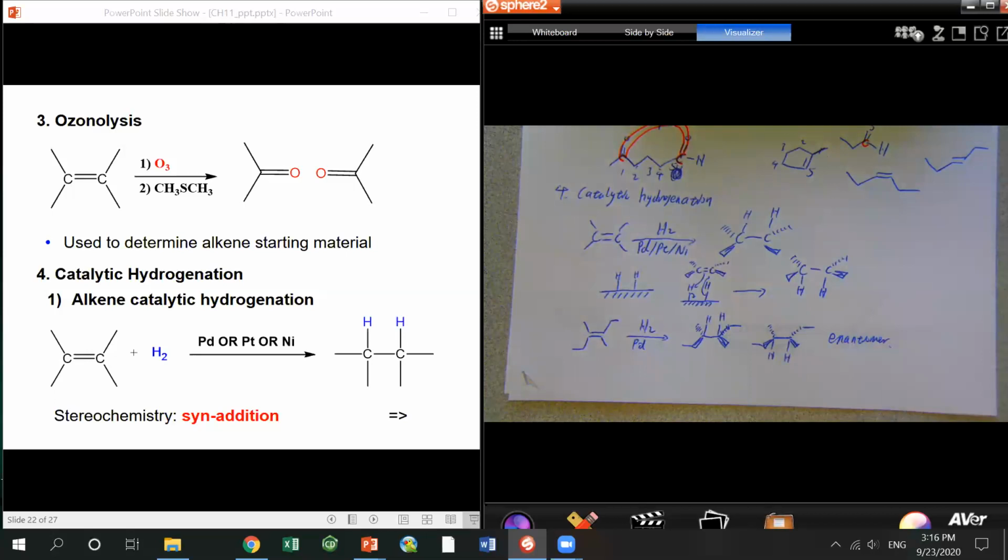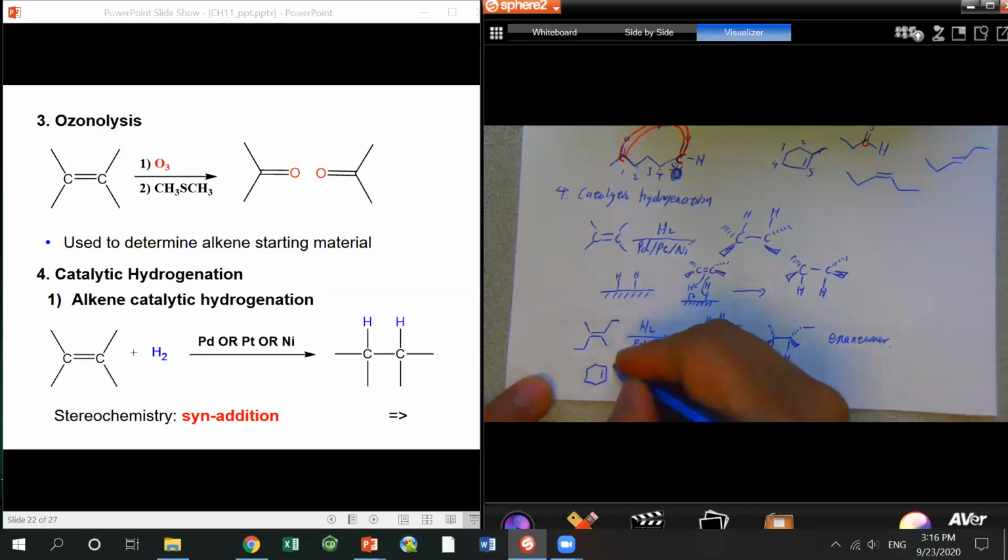But if we have a cis alkene, so we draw here like this, the story will be different. So this time I use nickel as catalyst.